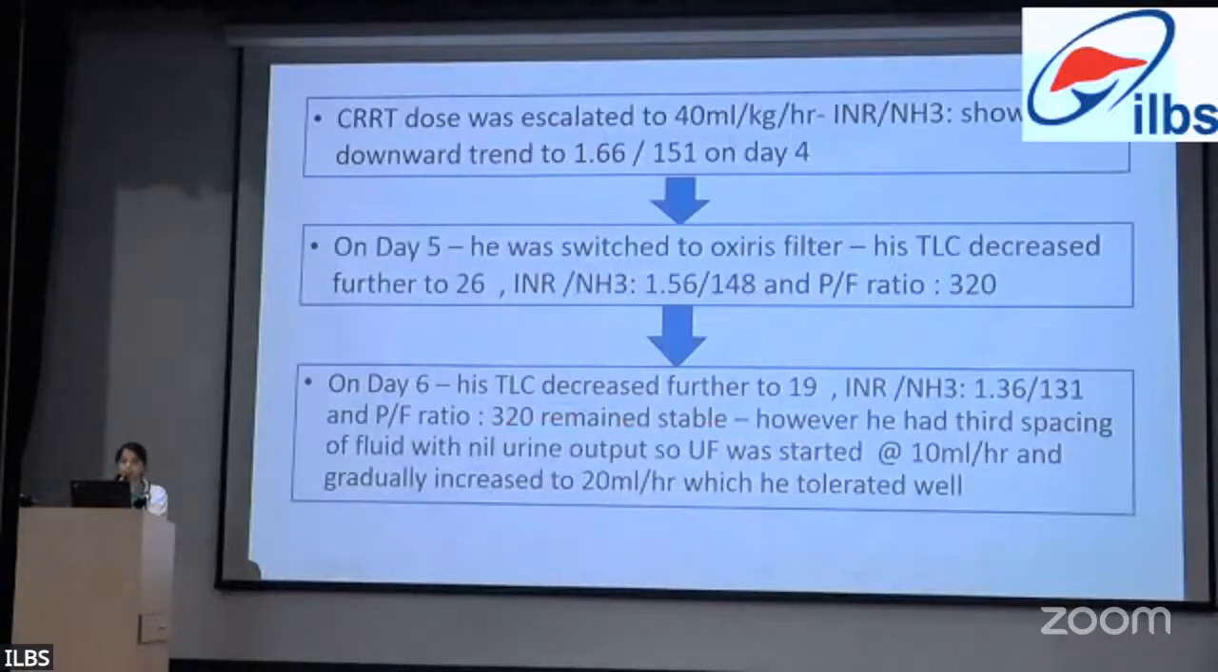CRRT dose was escalated to 40 ml per kg per hour, and the INR and ammonia were continuously in a downward trend to 1.66 and 151 on day 4. Day 5, he was switched to Oxiris filter. His TLC had further decreased to 26,000 now. INR was also settling, and PF ratios were better.